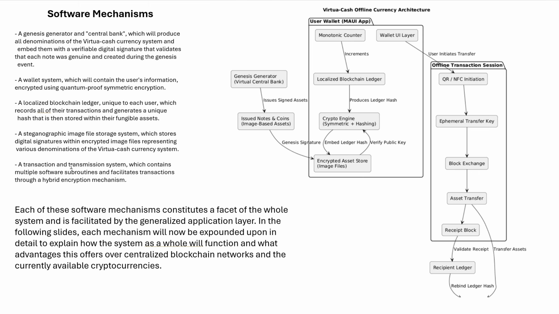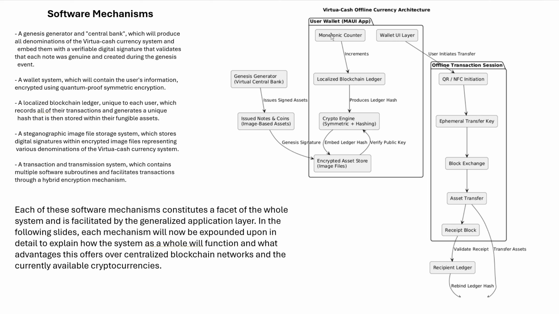And lastly, a transaction and transmission system, which contains multiple software subroutines and facilitates transactions through a hybrid encryption mechanism. Each of these software mechanisms constitutes a facet of the whole system and is facilitated by the generalized application layer. In the following slides, each mechanism will be expounded upon in detail to explain how the system as a whole will function and what advantages this offers over centralized blockchain networks and currently available cryptocurrencies.